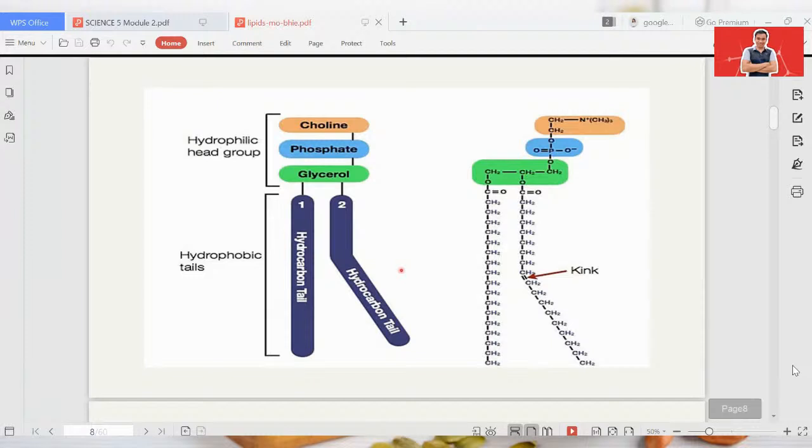So ito yun siya yung form ng ating phospholipid. Yung dito sa baba na part is yung hydrophobic tail and sa taas is yung hydrophilic head group which faces the aqueous environment.